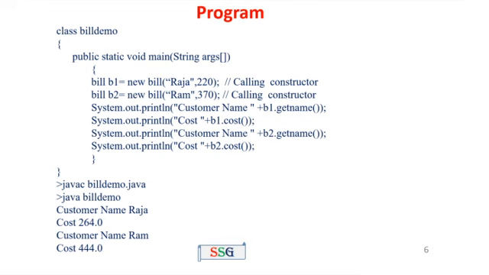Here, Bill b1 equals new Bill(Raja, 220), same input. Now b1.name is equal to Raja, b1.calls equal to 220, b2.name equal to Ram, b2.calls equal to 370. The remaining statements are the same. The this keyword is mainly used to avoid unnecessary usage of additional variable names in the program or in the constructor.